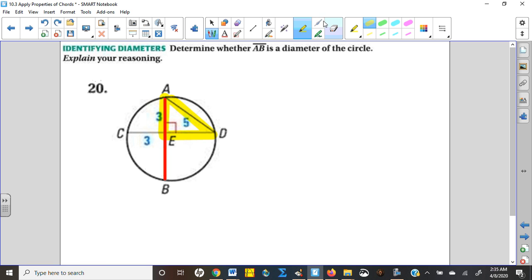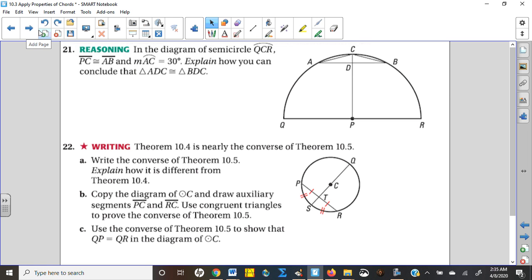And so if that's a 3, 4, 5 primitive, and ED is 4, then E is not the midpoint of CD, and that means AB is not bisecting CD. Remember, there are infinitely many chords in here that might be perpendicular to CD, but only one of them goes right through the middle, and it's not AB based on what we see. So there you go for number 20.